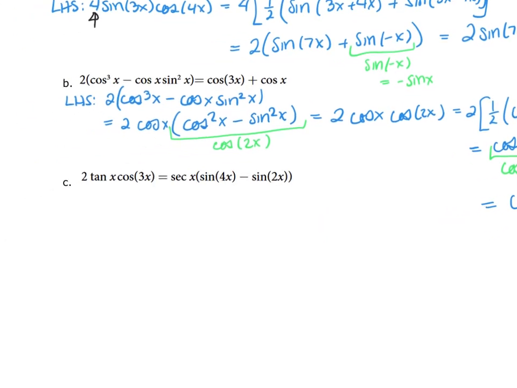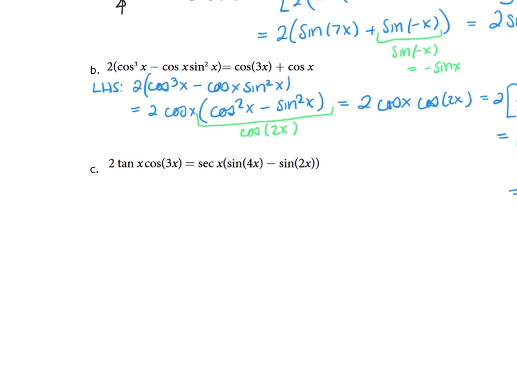All right, so let's take a look at C here. Now, what I'm going to do is rewrite the right-hand side. Let's go wild and crazy and do the right-hand side. So I'm going to write this as the secant of x, the sine of 4x minus the sine of 2x. Now, I'm going to use the sum to product formula.